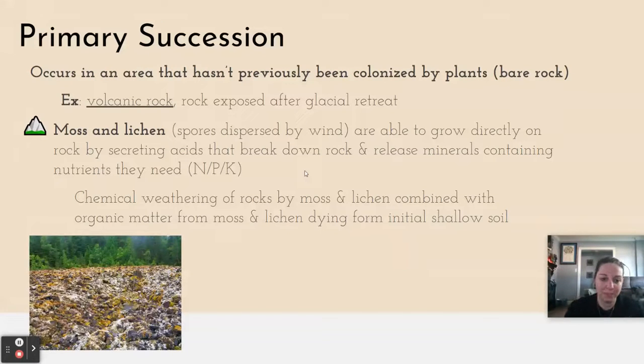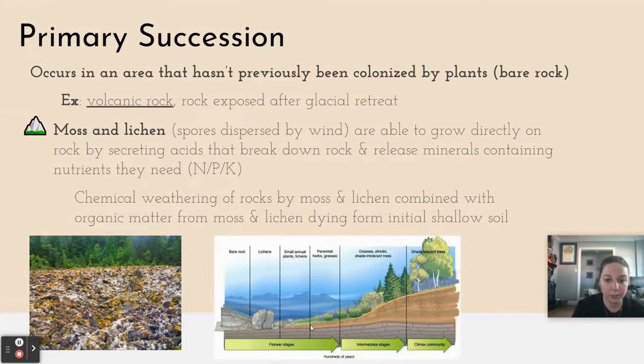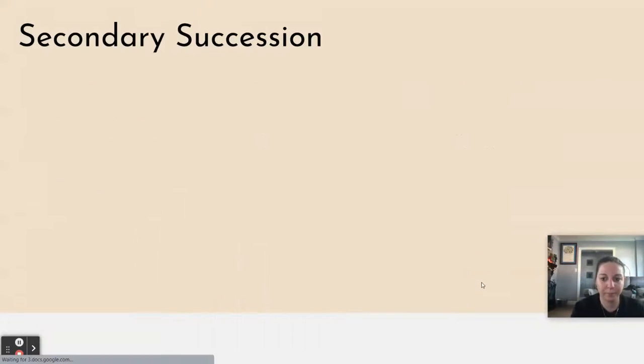Okay. This here is an example. So yes, I know there are trees back there, but I'm not talking about that area. I'm talking about this area right here. That's just a bare rock field with lichens growing on those rocks. Okay. And so they're going to break those rocks down into this very shallow soil that you see here.